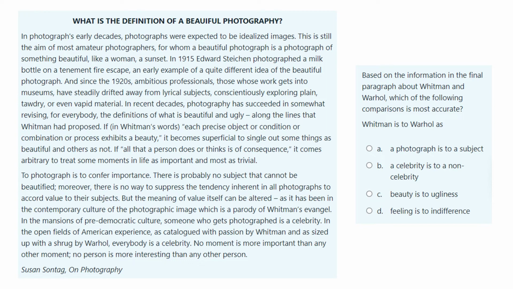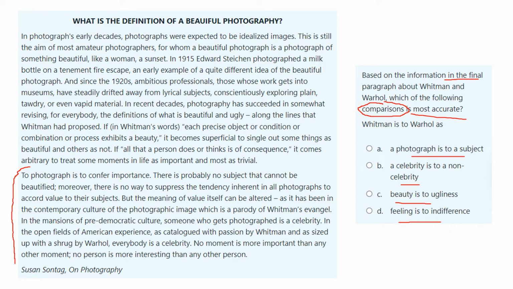Next question. Based on the information in the final paragraph about Whitman and Warhol, which of the following comparisons is most accurate? Comparison, so things that are similar. Whitman is to Warhol as a photograph is to a subject, a celebrity is to a non-celebrity, beauty is to ugliness, or feeling is to indifference. So we need to look, what does Whitman believe and what does Warhol believe? And we should read the whole of this second paragraph.